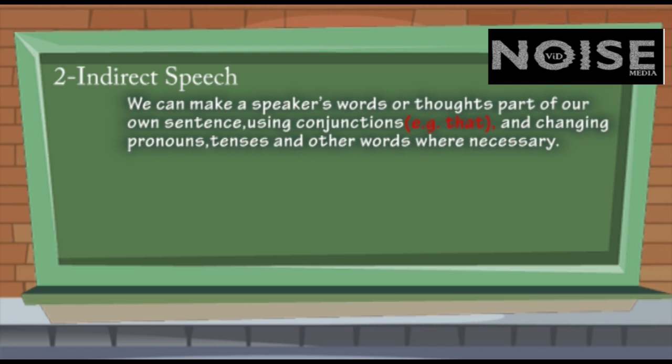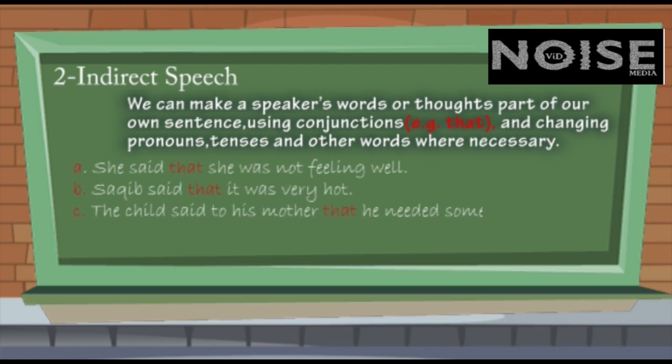For example, she said that she was not feeling well. Saqib said that it was very hot. The child said to his mother that he needed some milk. There is no comma after saying indirect speech.